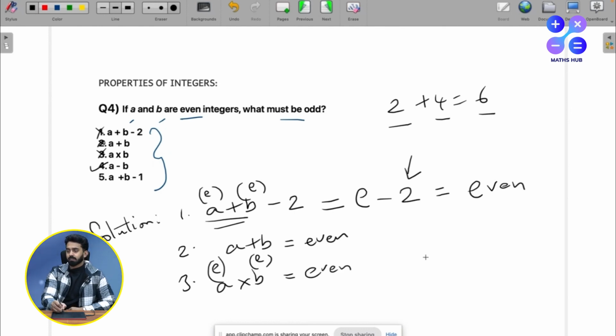What about 4? So 4 says a minus b. A minus b. So that's even minus even. Even minus even is again even. So that's also not the answer. So it's going to be obviously option 5, but let's check that.